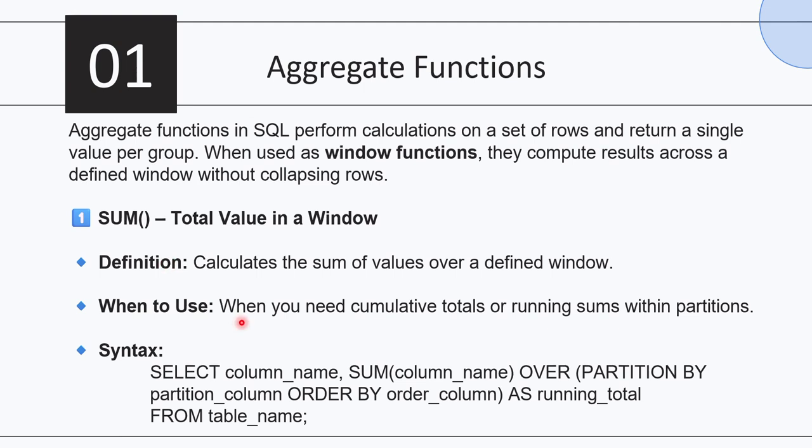So when to use it? When you need a cumulative total or running sums within a partition. The syntax of the sum function is: SELECT column name, SUM on which we have to do the summation, then OVER PARTITION BY the partition column and ORDER BY the order column AS running total FROM table name.